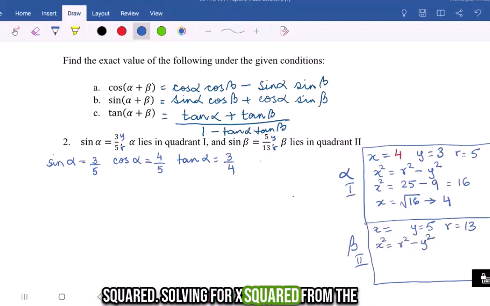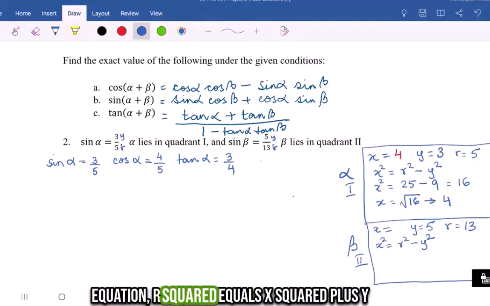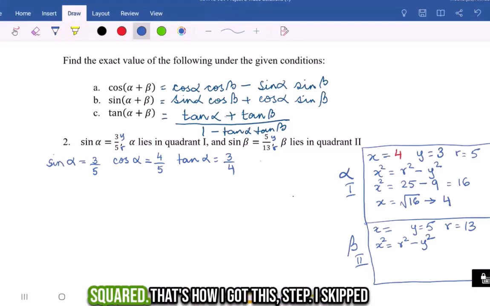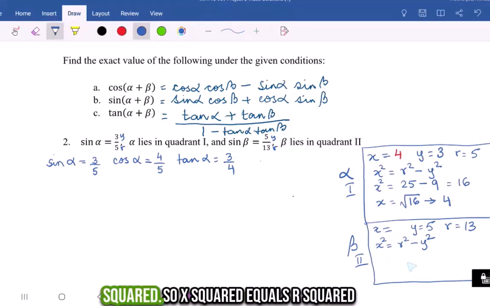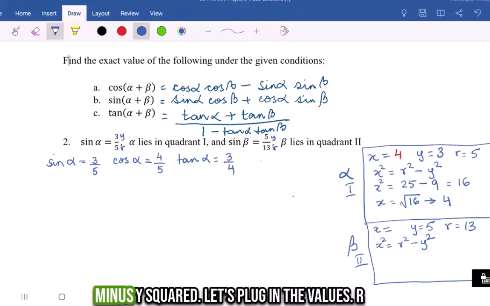Solving for x squared from the equation r squared equals x squared plus y squared. That's how I got this step. I skipped this step. I went straight to solving for x squared. X squared equals r squared minus y squared. Let's plug in the values.